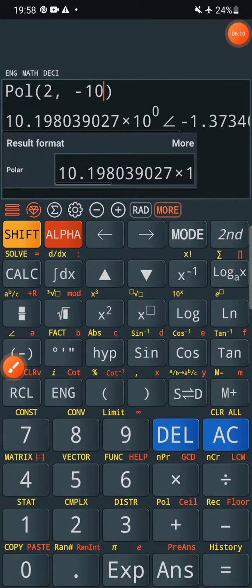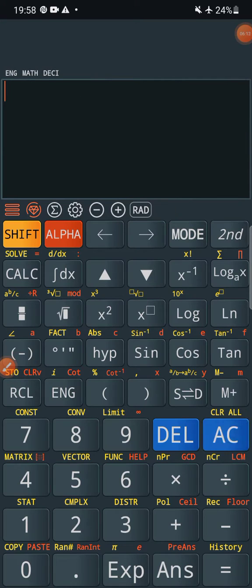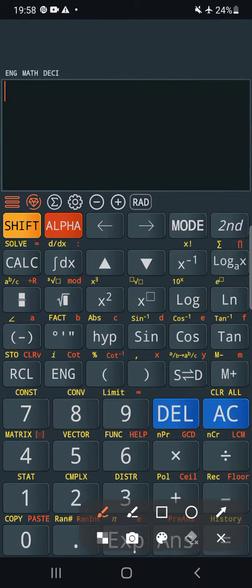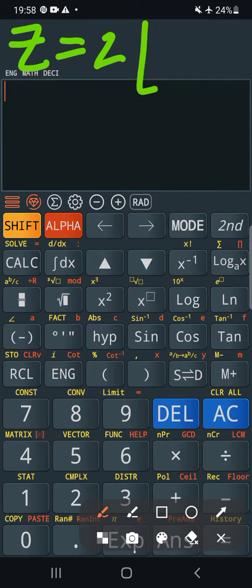Now coming to the second one, converting from polar form to rectangle form. For example, I am considering z is equal to 2 having an angle of minus 19 degrees. So z is equal to 2 of angle minus 19 degrees. Now if you want to convert from this polar form into rectangle form, what do we need to do?